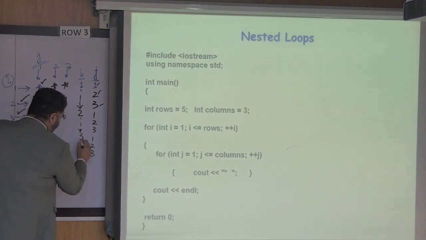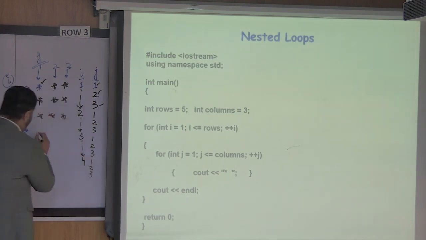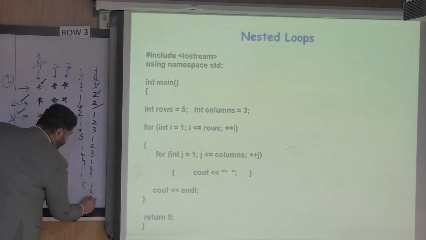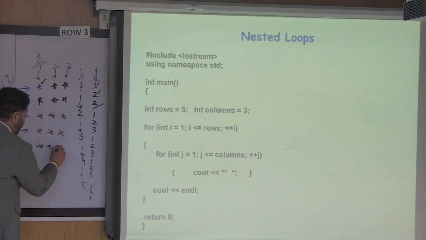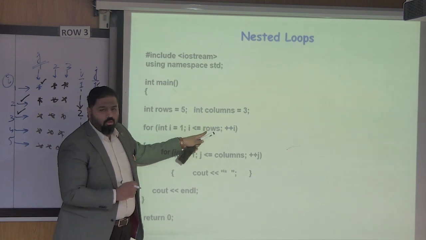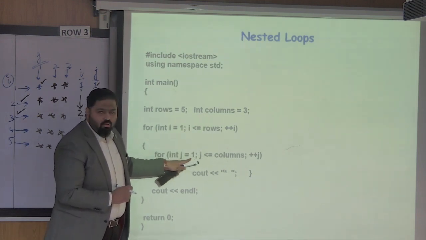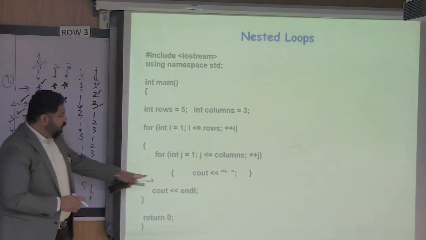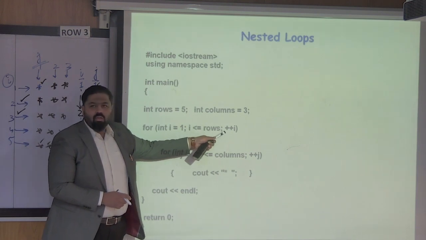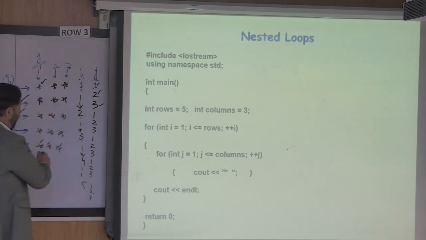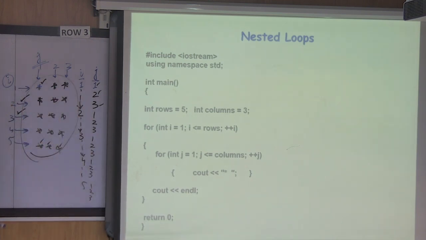I becomes 4. 1, 2, 3. I becomes 5. 1, 2, 3. Now I is 5. True or false? 5. True. J again 1. How many times? 3 times. New line. I becomes 6. True or false? तो ये आपके सामने पूरा पैटर्न डिस्प्ले हो जाएगा. ठीक है, सबको समझ आया?